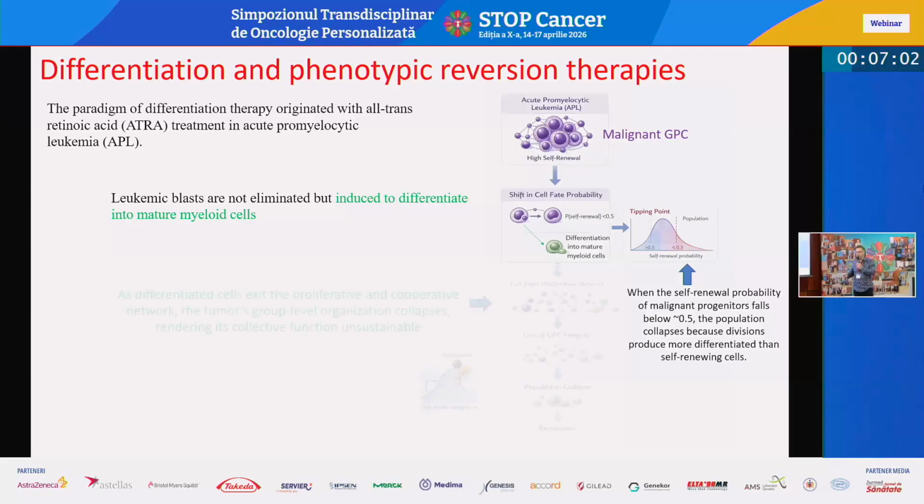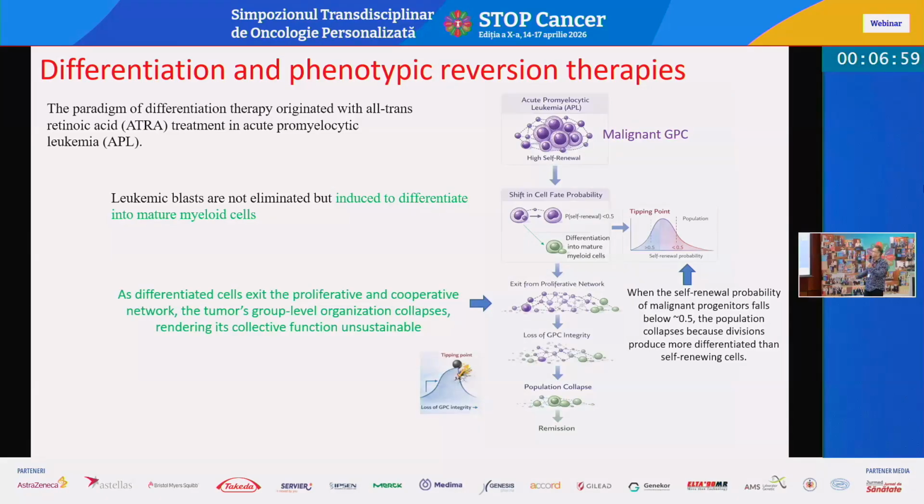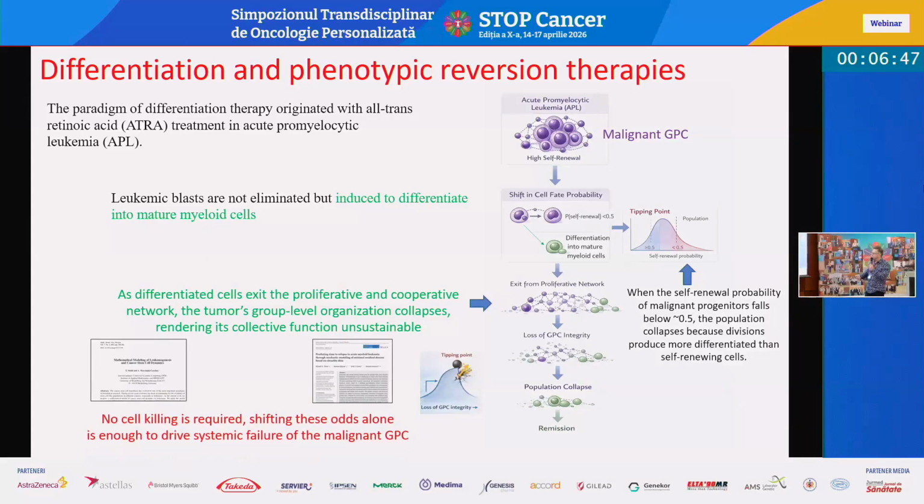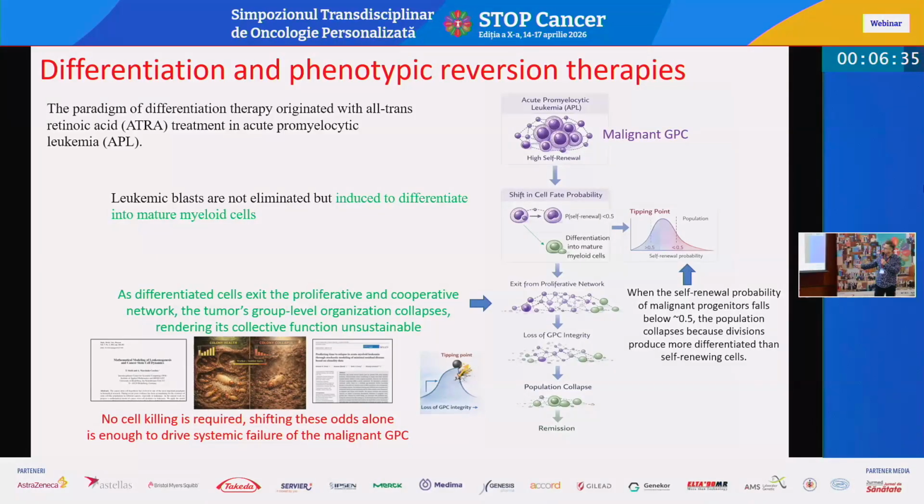But there is a second effect through the GPC, because as the differentiated cells exit the proliferative and cooperative network, in fact, this sooner or later alters the GPC, potentially reaching a tipping point. And it is interesting to notice in that case that no cell killing is required. Just by shifting these odds alone, it seems enough to drive the systemic failure of the malignant phenotype, a bit like in my example with the termites at the beginning of this talk.